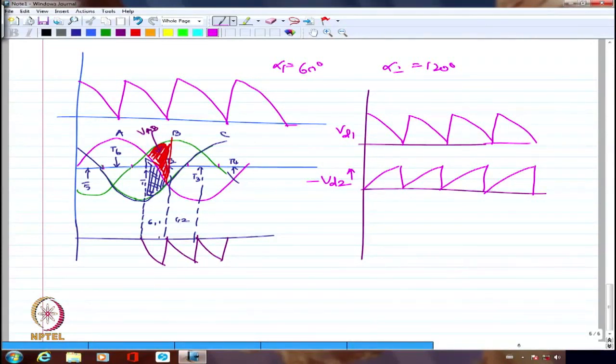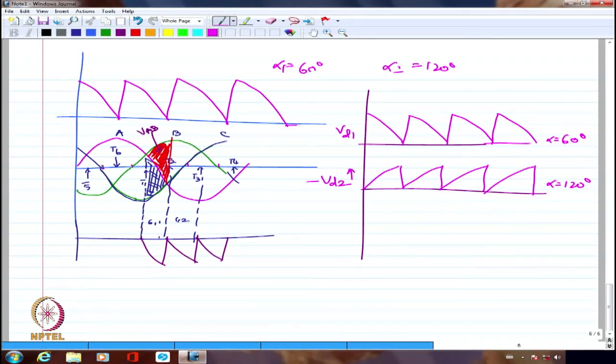So I'm talking about what is the VD2 value and what is the VD1 value. Two converters' voltages. Average values will turn out to be the same. This is for alpha equal to 60 and this is for alpha equal to 120. No doubt. But instantaneously the voltages are not the same. Look at the value. This is at minimum, that is at maximum. Here this is at maximum, that is at minimum. So I am not going to have the instantaneous values of voltages of converter 1 and converter 2 to be the same at all. They are different.